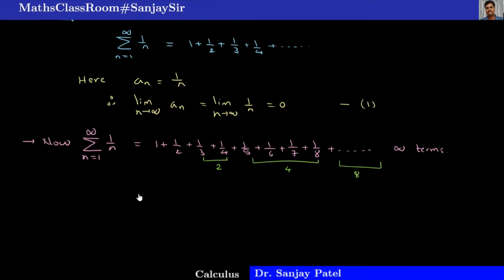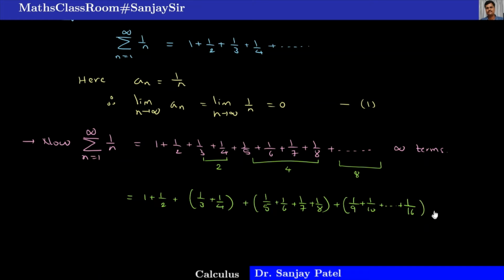And this I want to write like this: 1 plus 1 by 2 plus, in brackets, 1 by 3 plus 1 by 4, plus, in brackets, 1 by 5 plus 1 by 6 plus 1 by 7 plus 1 by 8. What will be the next bracket? In the next bracket, the first number is 1 upon 9, then 1 upon 10, and then it will go up to 1 upon 16. So this way you can continue and write this up to infinite terms. There are infinite number of terms, so we can continue like this.